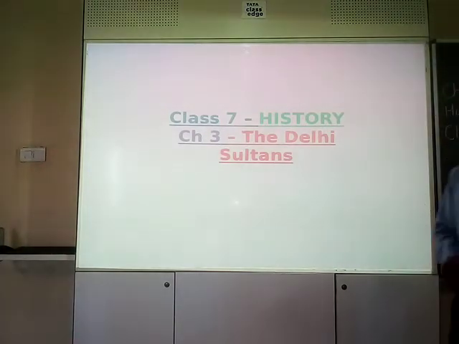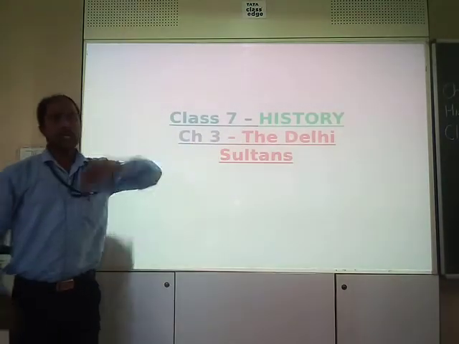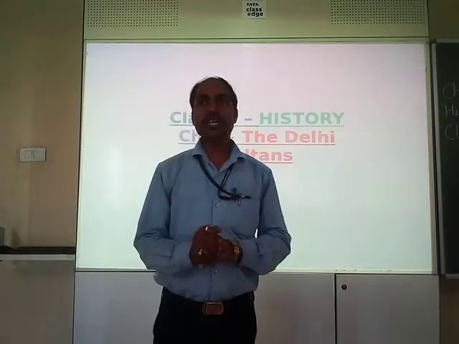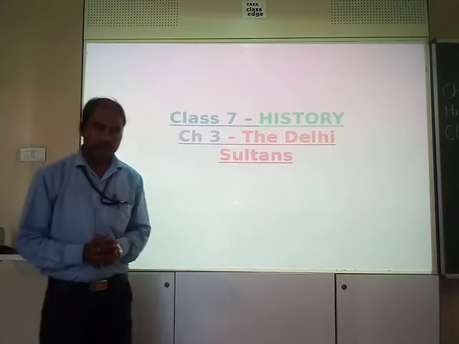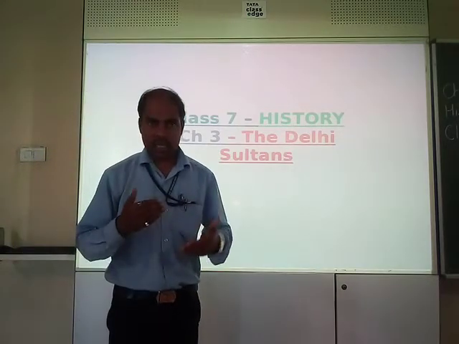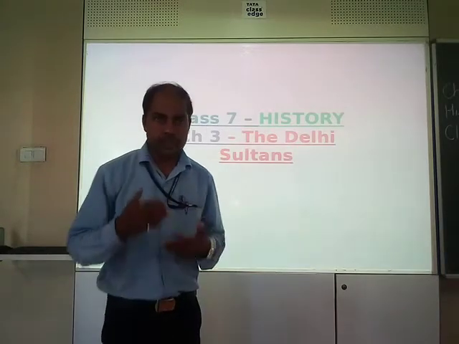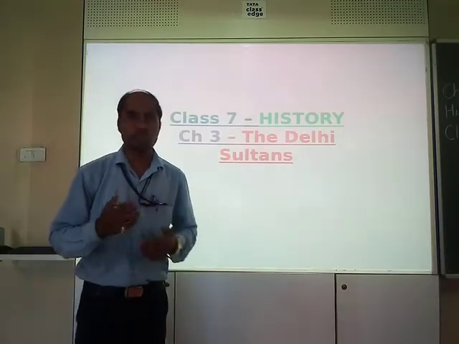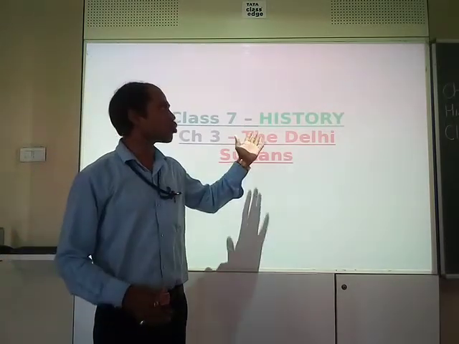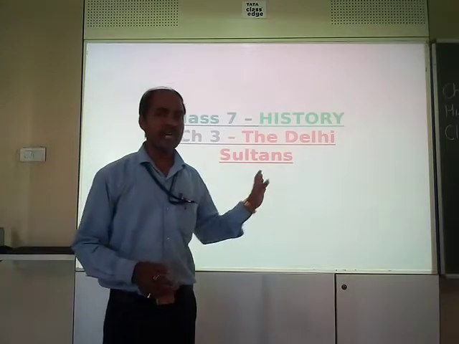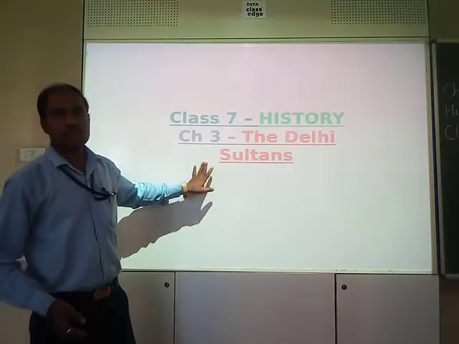Now in this session we are going to continue with class 7 history chapter number 3, the Delhi Sultans. The chapter has been finished, but when I was going through the question answers, I felt that some things needed to be discussed so that there should not be any confusion or doubts in your mind. So to take up a revision class, or you can say a discussion class for the question answers, I am here to take up this class. Okay, let's continue with class 7, chapter number 3, the Delhi Sultans.